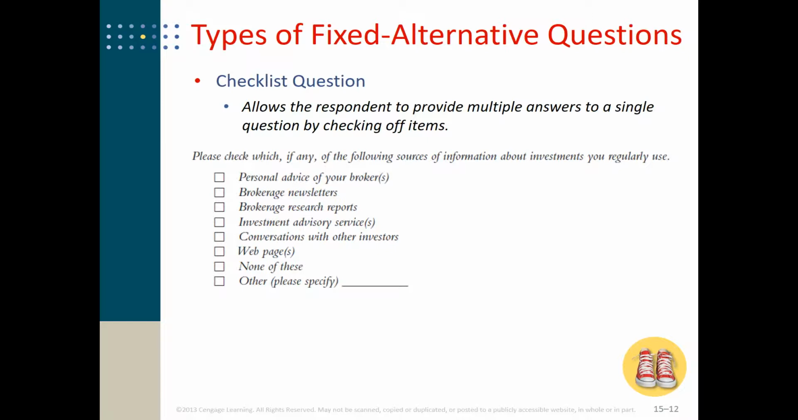And last of all, checklist question. In the case of checklist question, there will be alternative answers and respondents will be asked to choose all the relevant answers. That means this question is different from the other questions in one way. In the other questions, respondents will be asked to choose only one of the answers, but in checklist question, respondents can choose more than one answer. For example, please check which, if any, of the following sources of information about investments you regularly use. Personal advice of your brokers, brokerage newsletters, brokerage research reports, investment advisory services, conversation with other investors, and so on. So the respondent may use more than one, so the respondent will choose what answers are relevant.